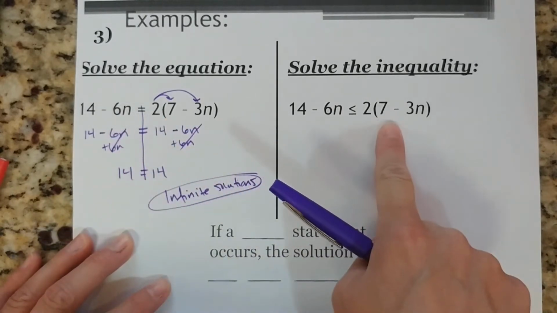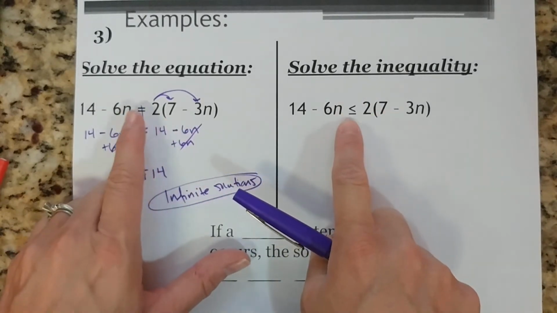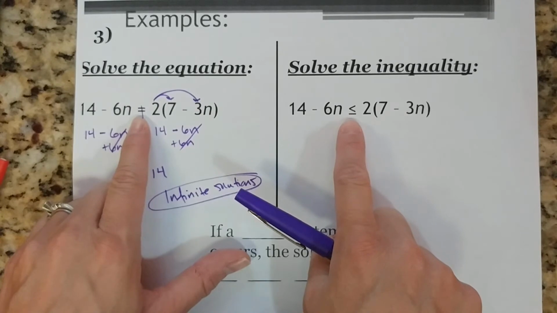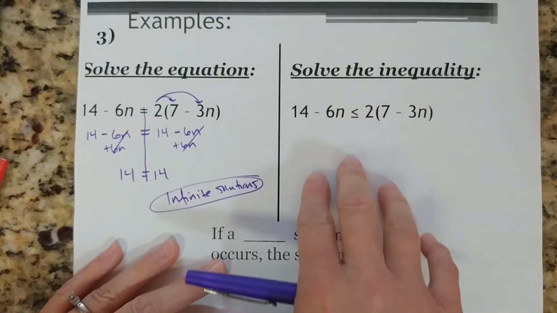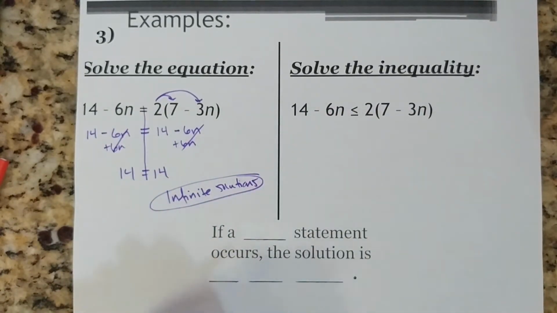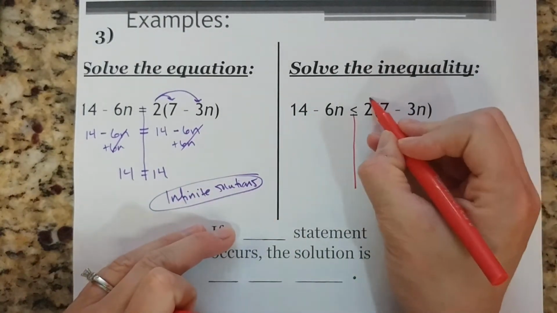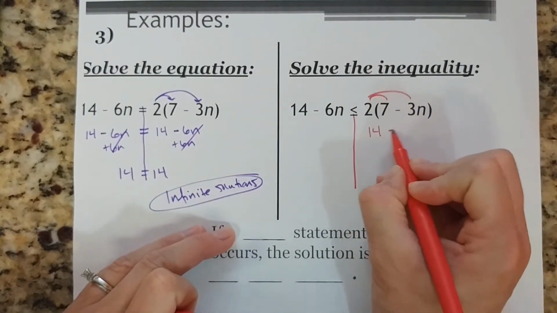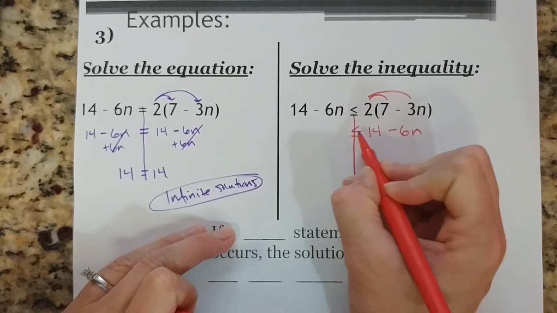So all the numbers are the same. The only difference here is that we have an equal sign and an inequality symbol. So go ahead and let's start to solve this inequality. Let's switch colors here. So you would distribute like we did before.